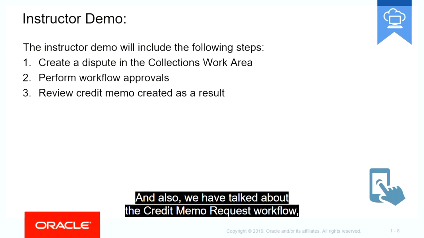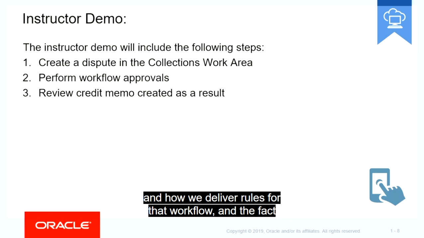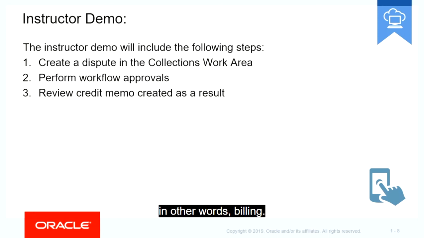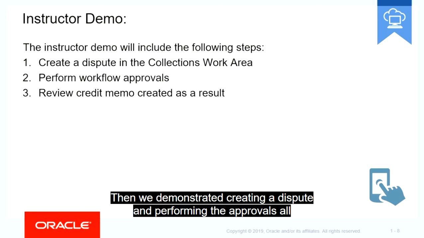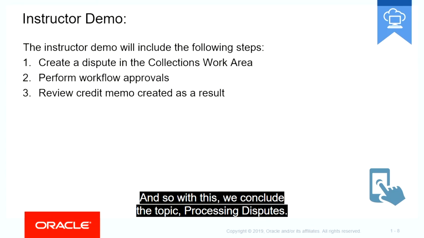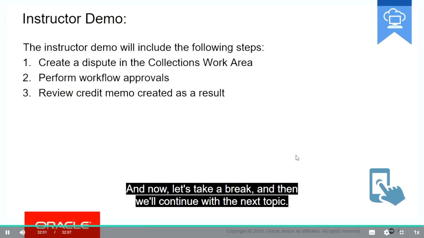And also we have talked about the credit memo request workflow and how we deliver rules for that workflow, and the fact that you have to define approval groups for collections and receivables, in other words, billing. Then we demonstrated creating a dispute and performing the approvals all the way to reviewing the credit memo. And so with this, we conclude the topic, processing disputes. And now let's take a break, and then we'll continue with the next topic.